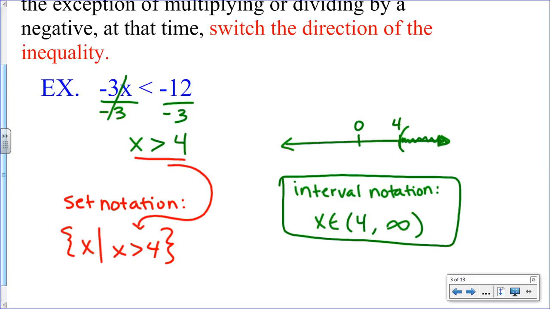So really, set notation is a little bit easier to write because you don't have to think about the interval or the number line. But we don't use it as much, so sometimes it can be harder because we just don't use it very much. But all you do is you put your solution in it. Okay? All right, let's look at another one.